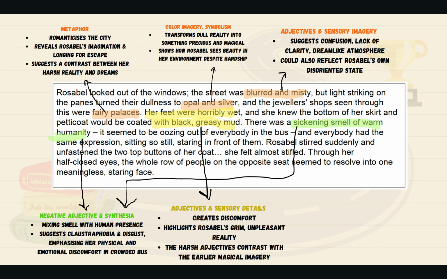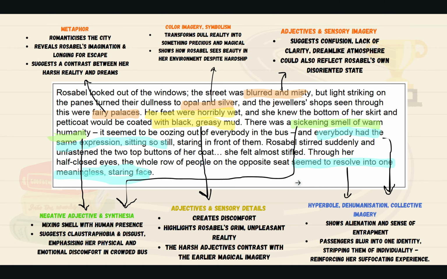The blue here, so we have "everybody had the same expression, sitting so still," and we have "seemed to resolve into one meaningless staring face." This shows hyperbole, dehumanization, as well as collective imagery. So the dehumanization shows that all the passengers are blurring into one identity and it strips them of individuality. This reinforces how suffocated she feels. The hyperbole also shows alienation and a sense of entrapment. She feels that there's no way out from her harsh reality.